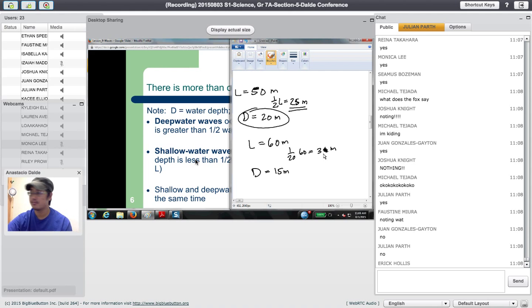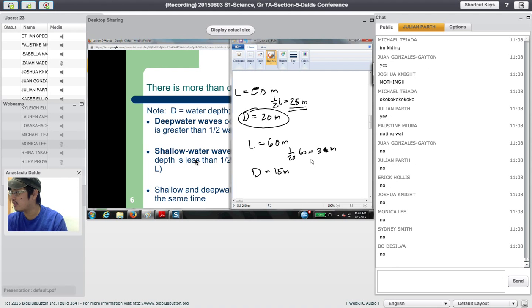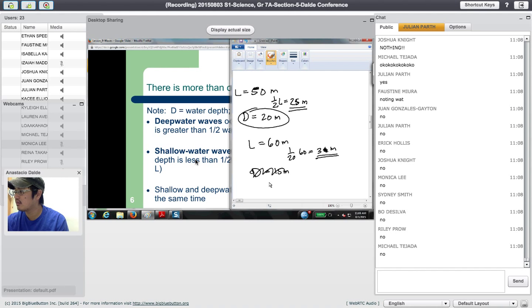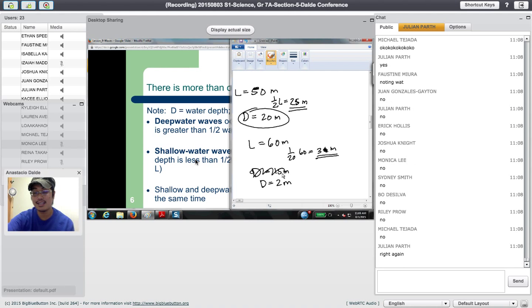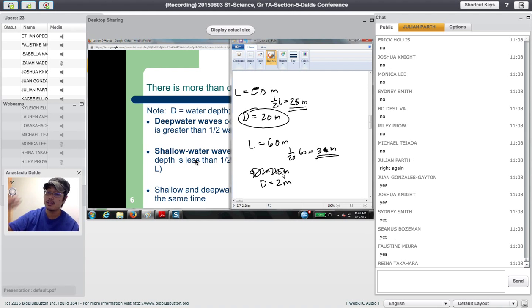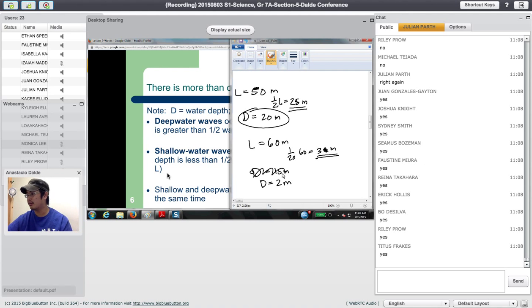No, because your depth is way bigger than 3. But let's say your depth is 2 meters. Is this a shallow water wave? Yes, it is, because your depth is smaller than 1/20th of the length. All right, cool.